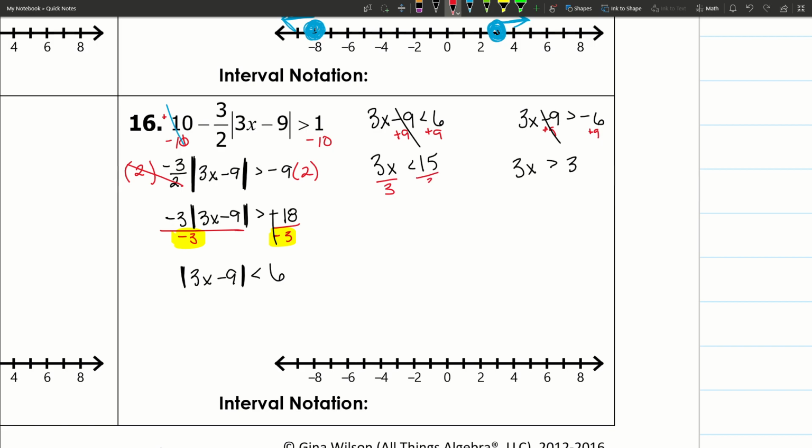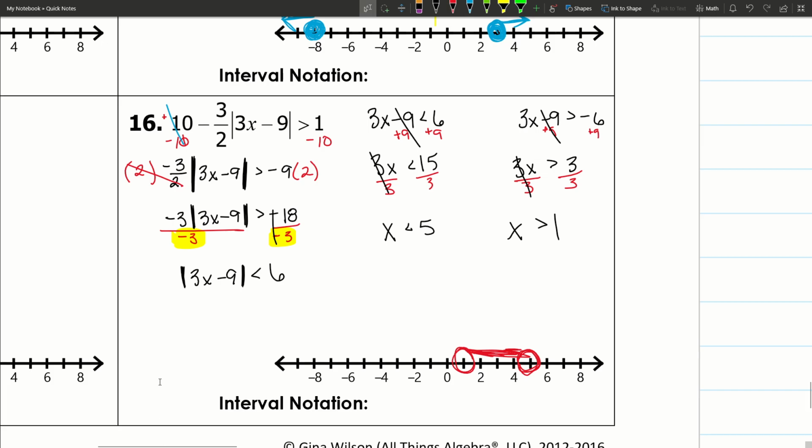And we divide each side by 3 again. Do we need to flip our sign? Is this negative? Is this negative? So we do not need to flip our sign. 3 divided by 3 is 1. 15 divided by 3 is 5. 3 divided by 3 is 1. And 3 divided by 3 is 1 again. We put a dot on 5, and it's going to be an open circle. We put a dot on 1, it's also an open circle. 5 is pointing to the left. 1 is pointing to the right, so they connect the dots.